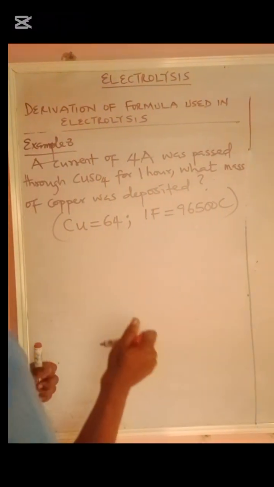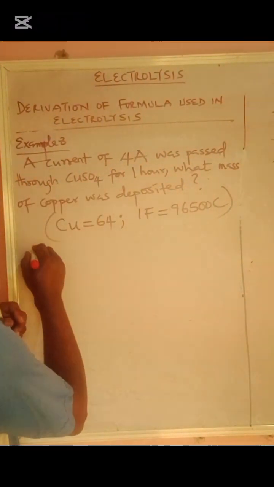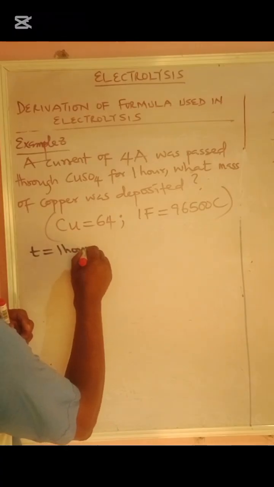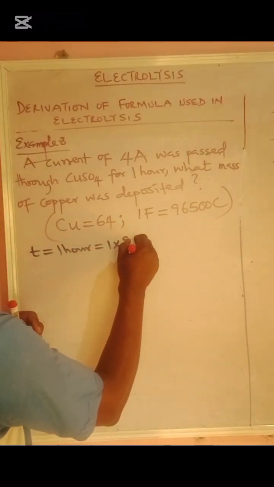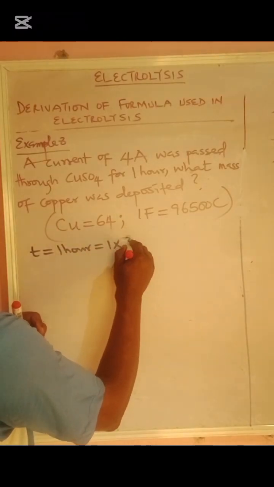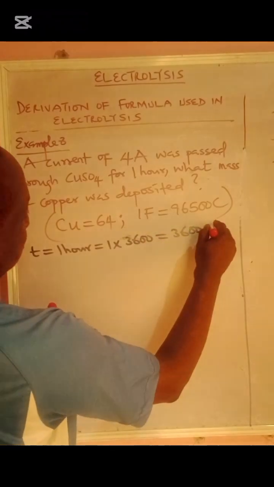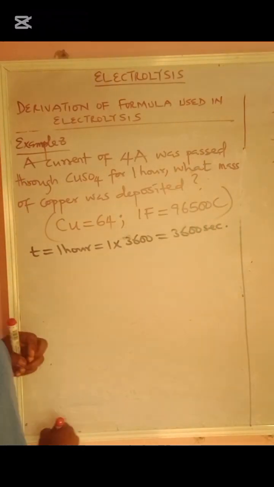So to answer this question, we are given current and time. You know your time is given to be 1 hour. This 1 hour is converted to 1 times 3600, so it will be 3600 seconds, converted to seconds.